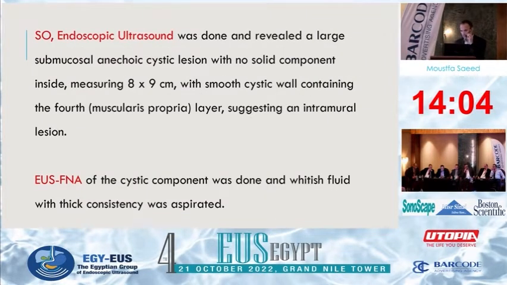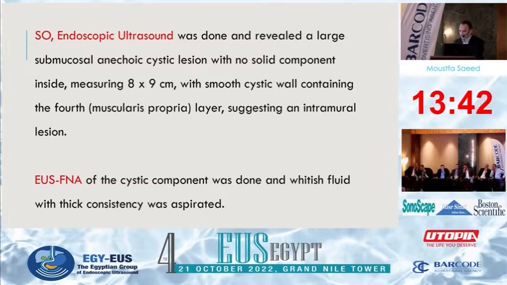So EUS was decided and done, and it revealed a large submucosal anechoic cystic lesion without solid components inside, measuring 8 by 9 centimeters with a smooth cystic wall containing the fourth layer, suggesting an intramural lesion.